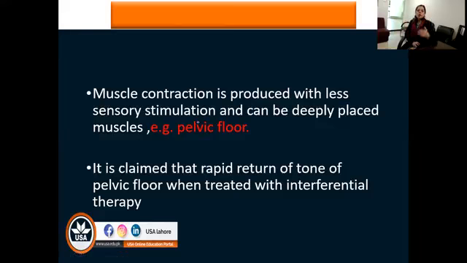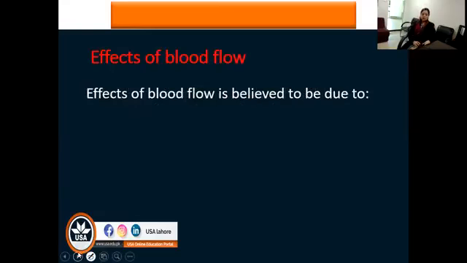So if I want to stimulate those areas where we want less sensory stimulation, we may prefer to use interferential current, like in pelvic floor muscle strengthening. We prefer to use interferential current for the pelvic floor muscle strengthening. It is claimed that there is rapid return of the tone of the pelvic floor when treated with interferential currents. The next are effects on the blood flow.